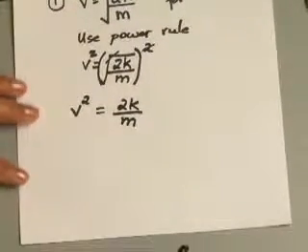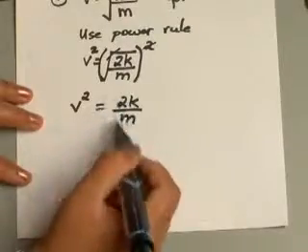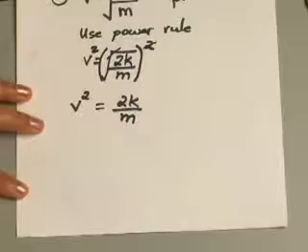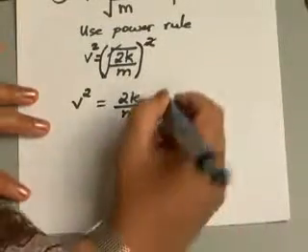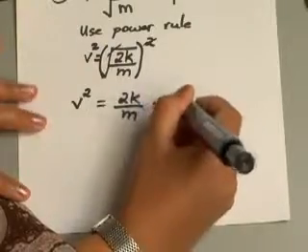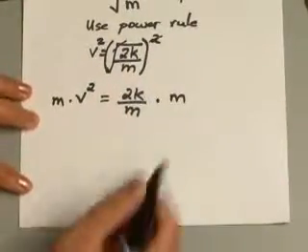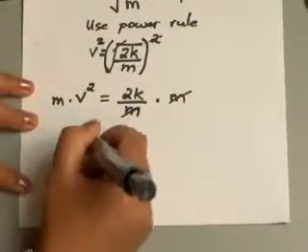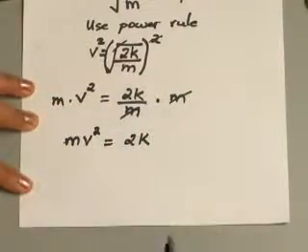Now since we want to get m by itself, that basically means we need to move everything else over to one side and m on one side. For this example, what we're going to start by doing is actually multiply m on both sides of your equation. So you get rid of m on this side and move it to the other, and you end up with m v square equals 2k.